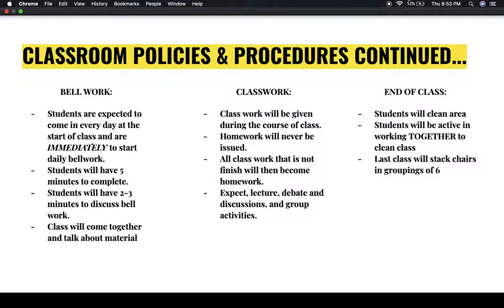At the end of class, students are essentially supposed to be cognizant about keeping their area clean. Students will be active in working together to clean the class, and then in the last class of the day, which is my period 7, they will stack the chairs in groupings of 6 to make it easier on the janitors when cleaning up the room.